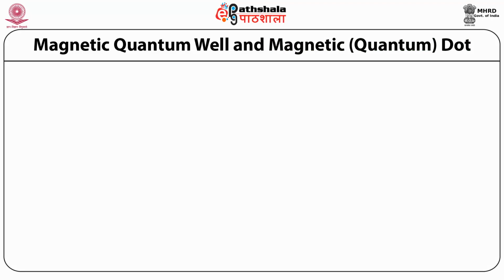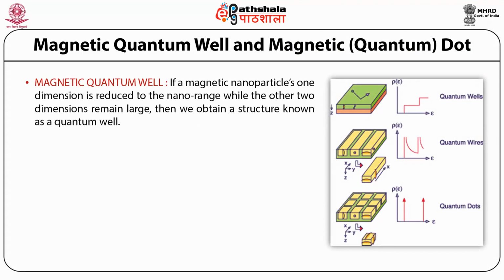The magnetic quantum well and magnetic quantum dot. Let us discuss the magnetic quantum well first. If a magnetic nanoparticle's one dimension is reduced to a nano range while the other two dimensions remain large, then we obtain a structure known as quantum well.